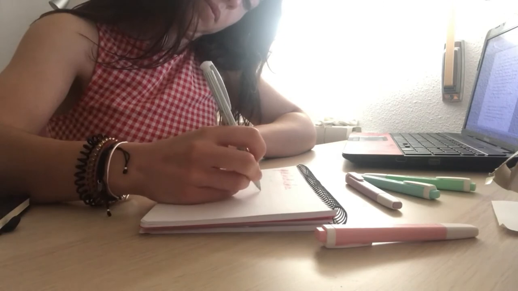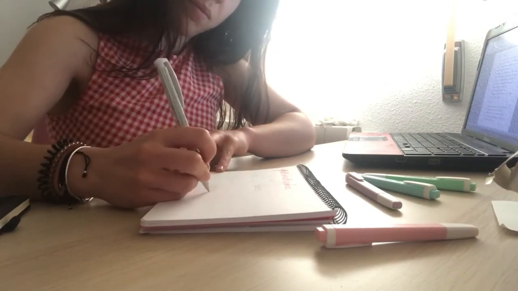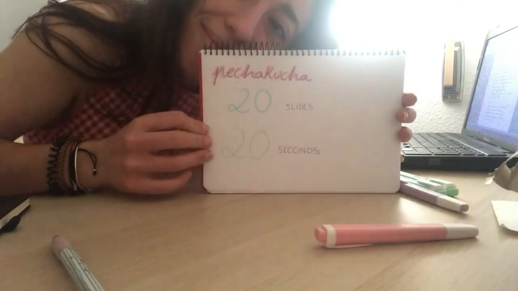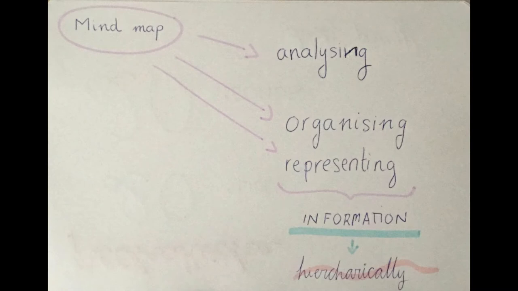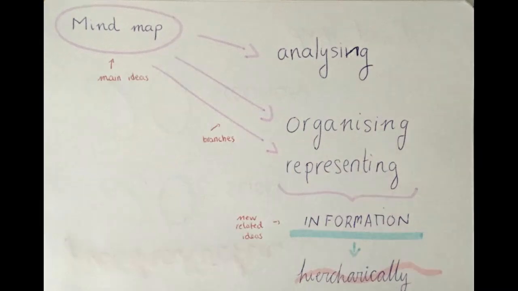PCHA, a presentation format which consists of presenting a certain topic using 20 slides which change automatically each 20 seconds. Mind map, a tool for analyzing, organizing, structuring and presenting information. It represents ideas hierarchically, branches appear from a main idea and connect it with new related ideas.